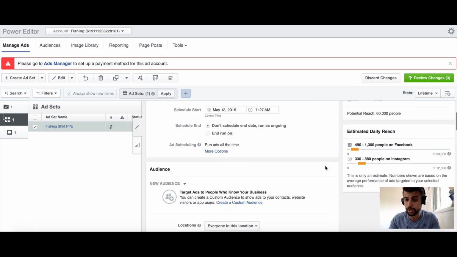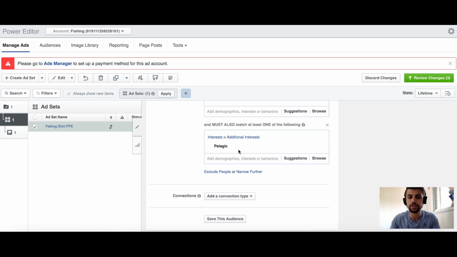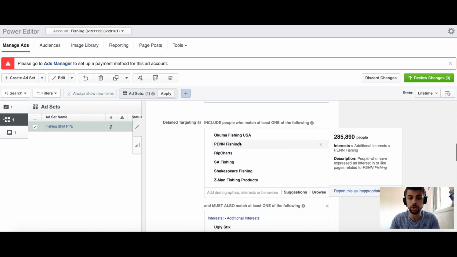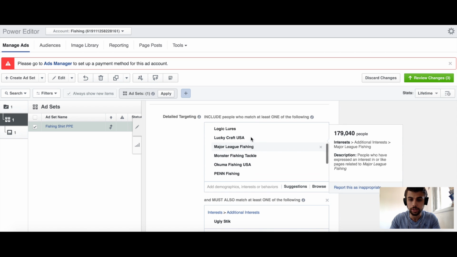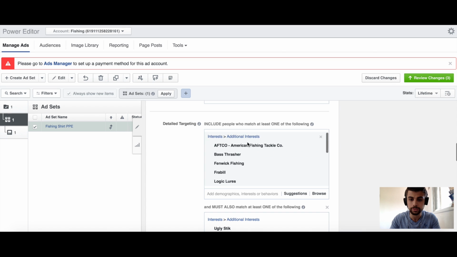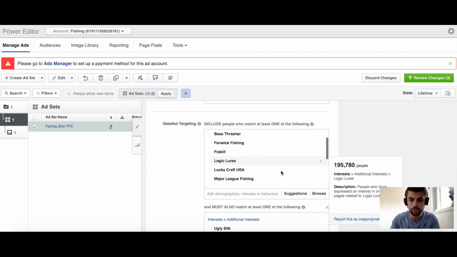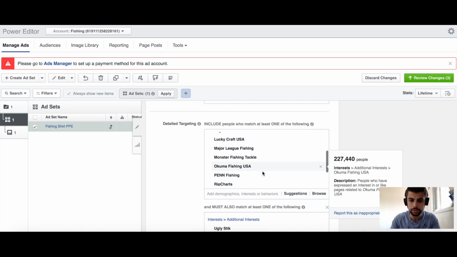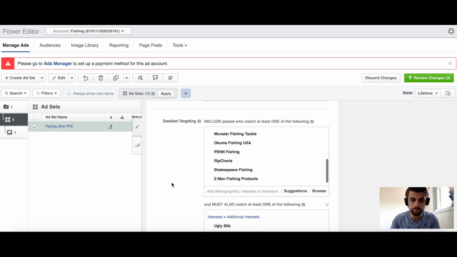I like something that's over 100,000. But what I usually do in cases like this, I usually add in the same section a few more interests to pump it up to 100,000. So I'm gonna look for the biggest ones again and see what I can find. So we got AFTCO, which is 317,000.